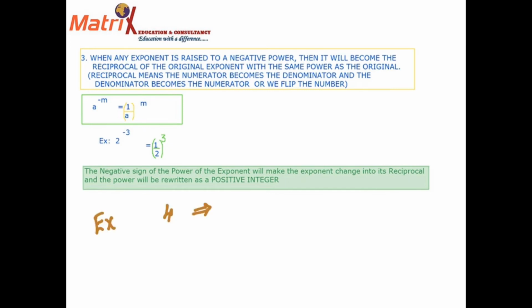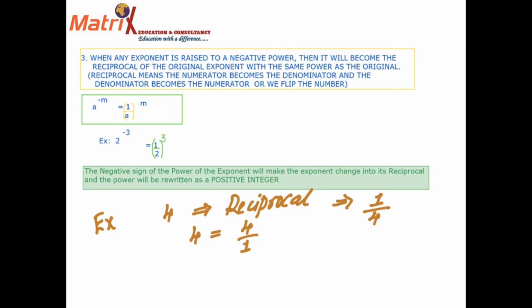I have written on the board 4. Its reciprocal will be 1 upon 4, because I can write 4 is equal to 4 over 1. And by the definition of the reciprocal, I will make the numerator the denominator and the denominator will become the numerator. That is the meaning of a reciprocal.